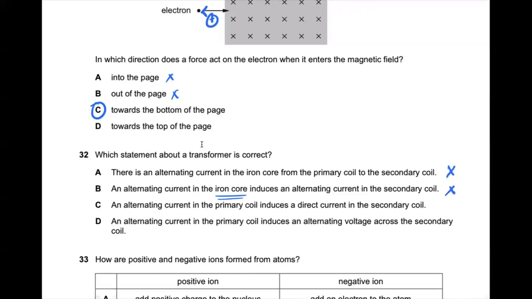An alternating current in the primary induces a direct current in the secondary, also wrong. Both are alternating, which is given in D. An alternating current would basically also lead to an alternating voltage, which is why this is true.